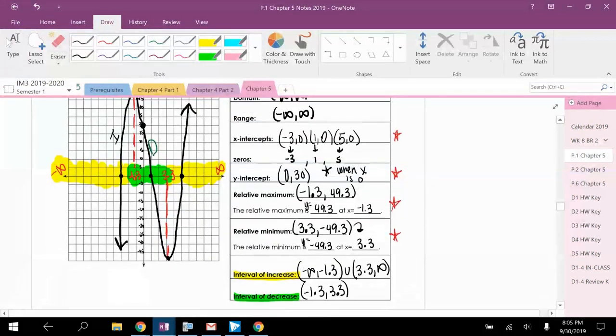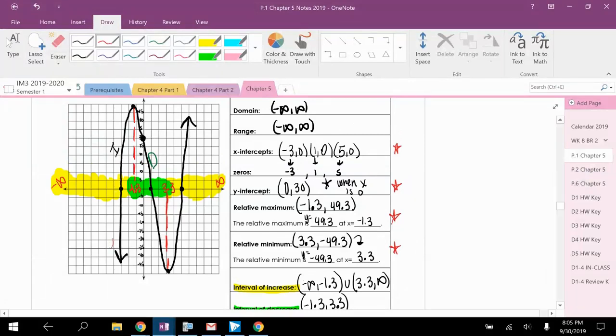Okay, so again, you kind of watch. I increase, then decrease, then increase. Okay, increase, decrease, increase. So this guy was increasing over here.